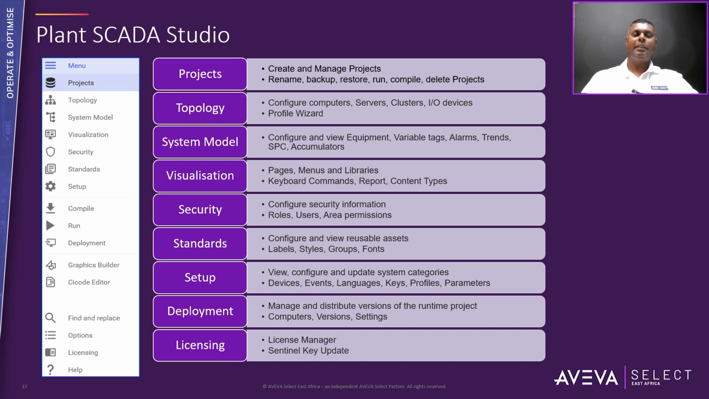The standards activity allows you to configure and view reusable assets across your projects, including parameters, labels, and fonts. The setup activity allows you to configure alarm categories, devices, groups, languages, events, reports, and keyboard keys. The deployment activity allows you to manage and distribute versions of the runtime projects to computers in your network. The license activity allows you to launch the floating license manager or update a Sentinel protection key.